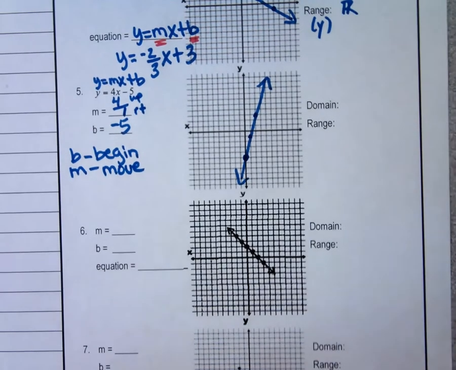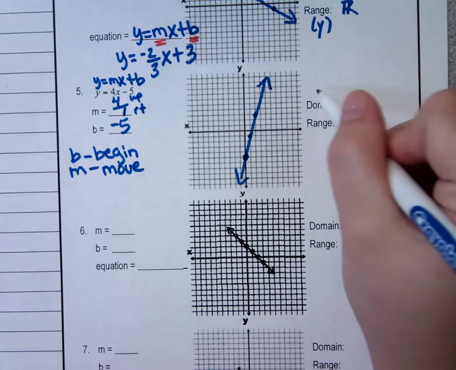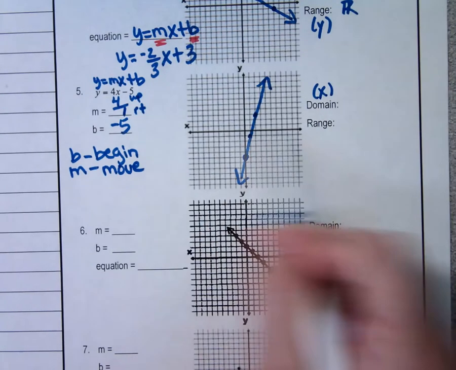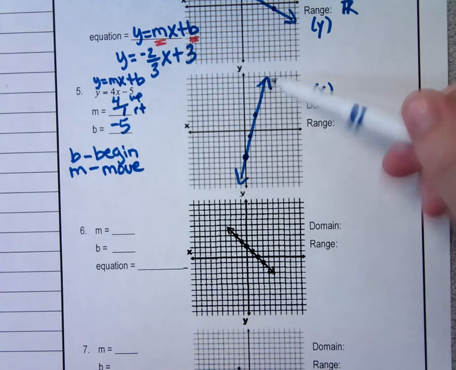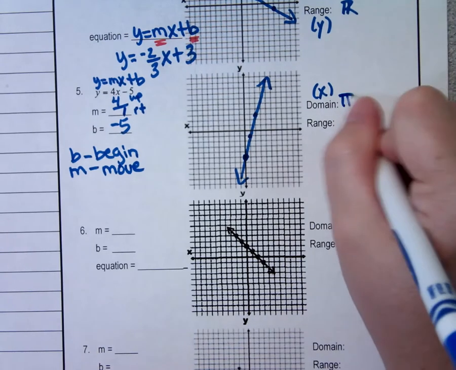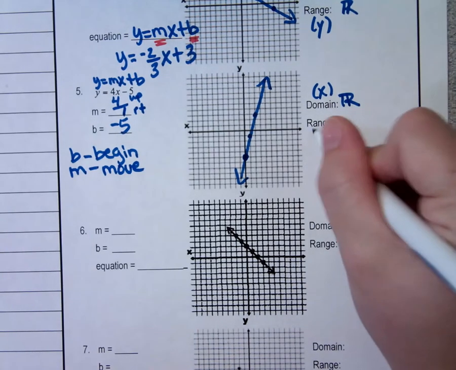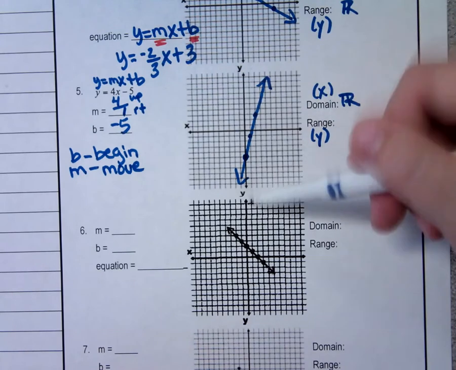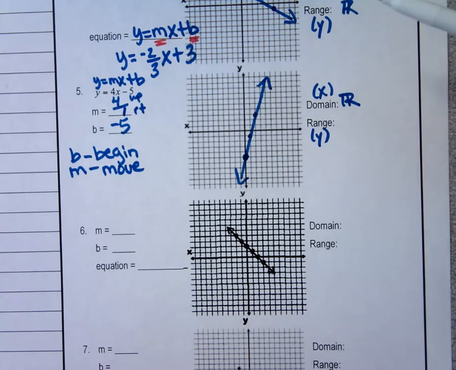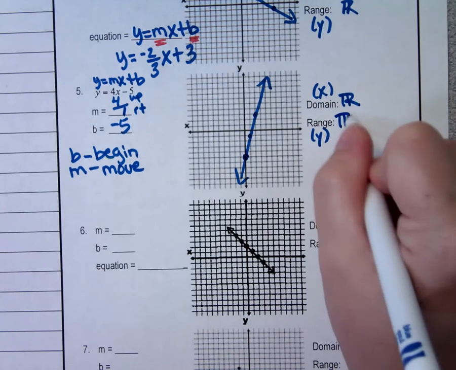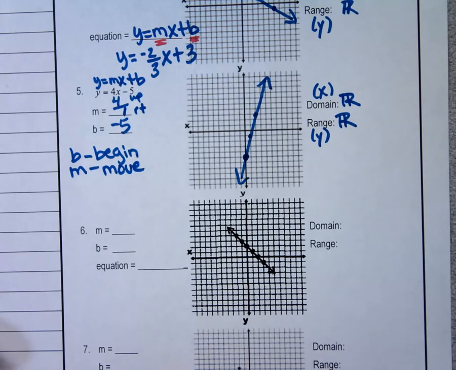Okay, what do you think about domain? Domain are your x's. X-axis is left and right. Does this line go forever left, forever right? Sure it does. Domain, all real numbers. Range are your y's. The y-axis is up and down. So look at this line going up and down. Does this line go forever down, forever up? Sure it does. Range is all real numbers.